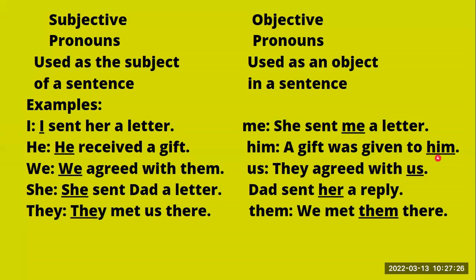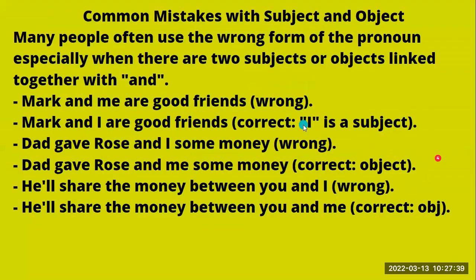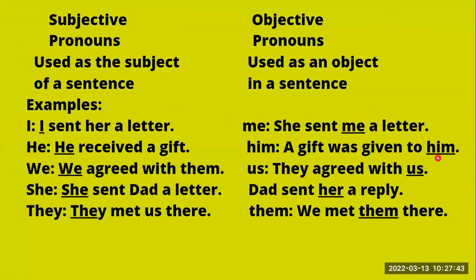So when you talk of me, the objective form, this is the receiver of the letter sent by the sender, all right? But here, I is the sender. So you can see the difference between the subjective and the objective pronoun.